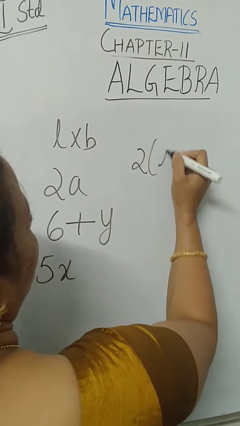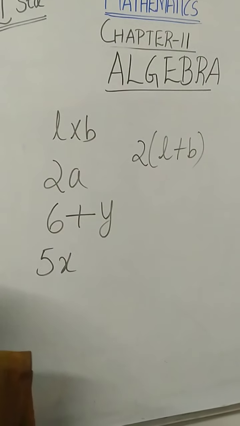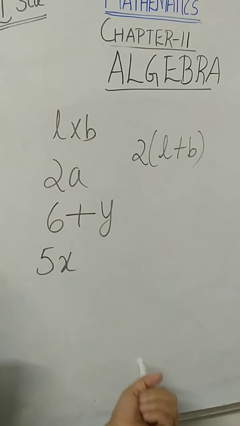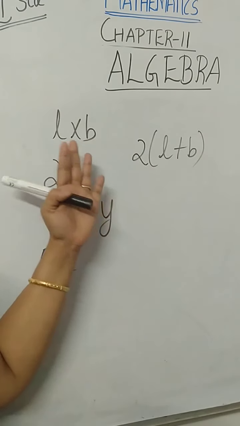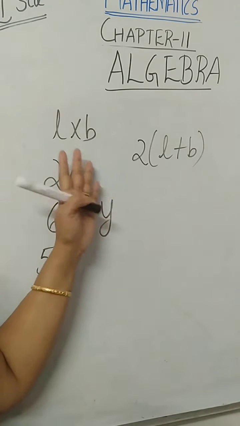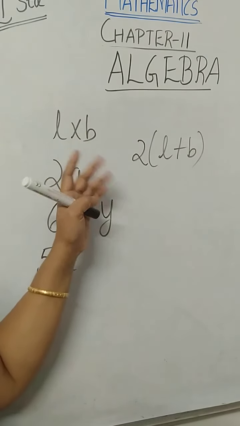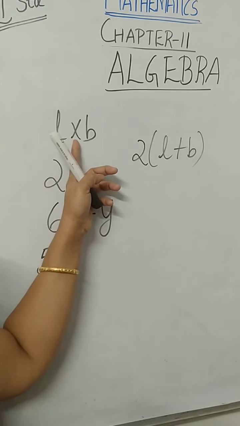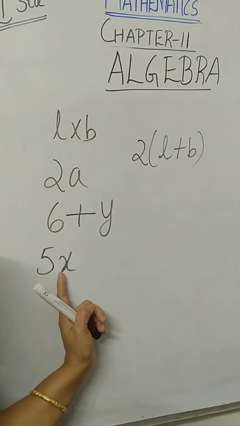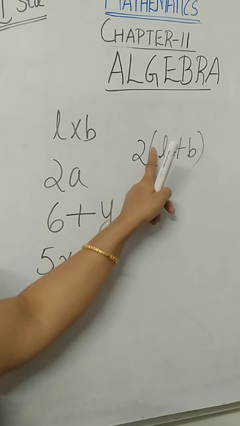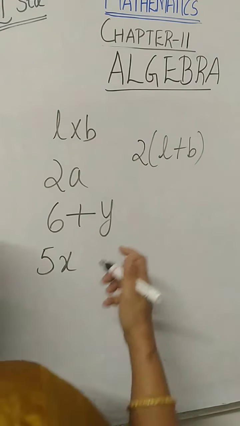You have learned 2 into L plus B, this is also an expression. So, what do you mean by expression? Expressions can be only numbers or it can be variables and numbers together, but there will be a fundamental operation in between them. That is, here it is multiplied, here also it is multiplied, here it is added, here it is multiplied, here 2 is multiplied, then L is added, even the subtraction can come.